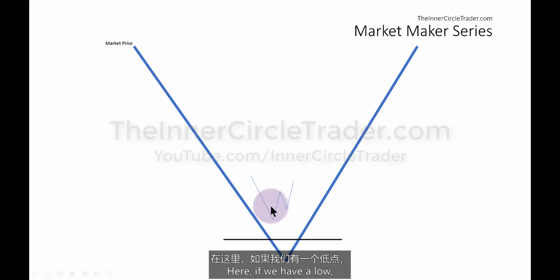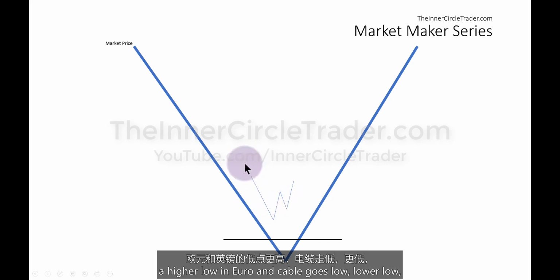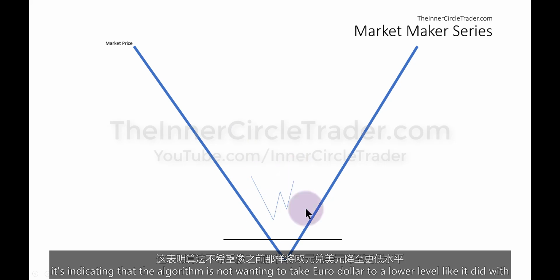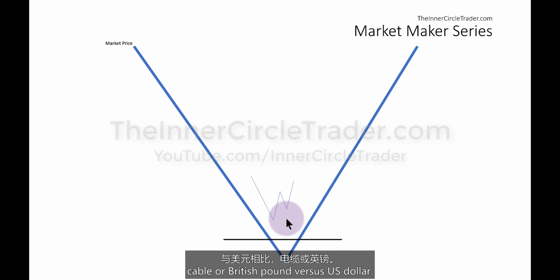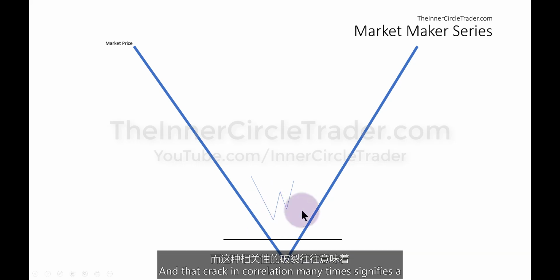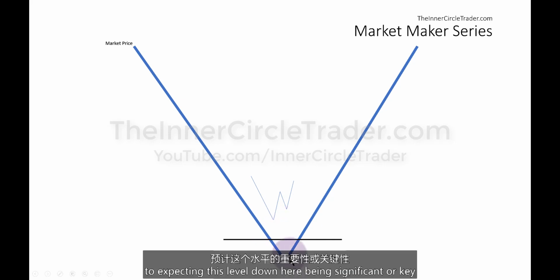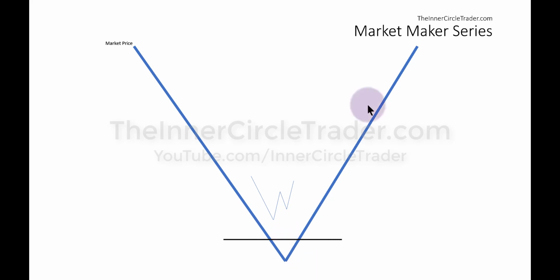Here, if we have a higher low in euro and cable goes to a lower low, that's indicating that the algorithm is not wanting to take euro dollar to a lower low like it did with cable or British pound versus US dollar. And that crack in correlation many times signifies a timing aspect that would be confirmation to expecting this level down here being significant or key that leads to an upward price swing later.